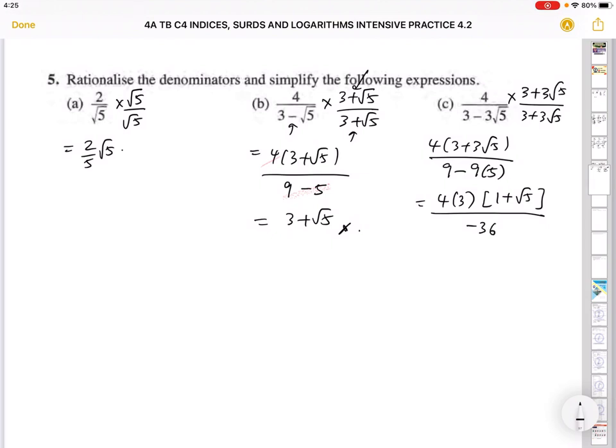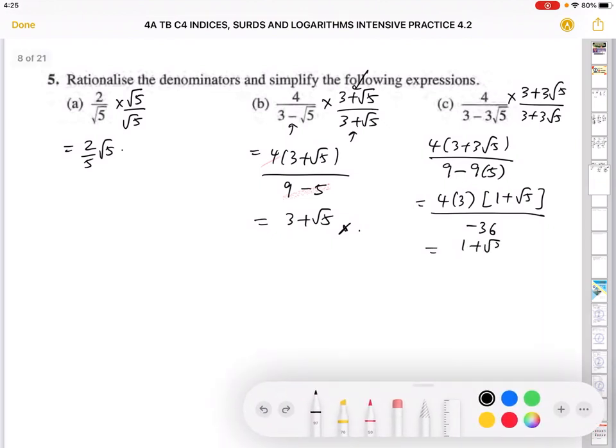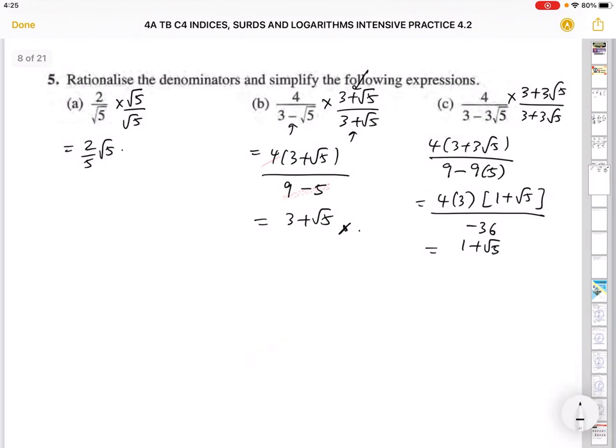I think we can cancel them. 36 divided by 12. This is 12. Cancel it, left with negative 3. So we can write in this form. Yep, 1 plus surd 5 over negative 3. Or you can take the negative out and write this as negative 1 plus surd 5 over 3. Yeah, so that the negative belongs to every one of them. Yeah, each term.